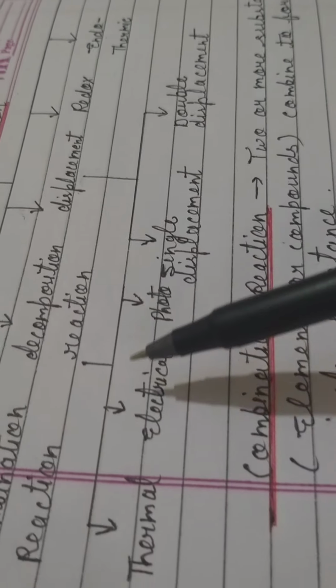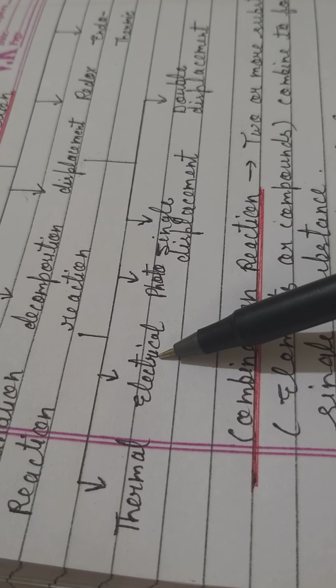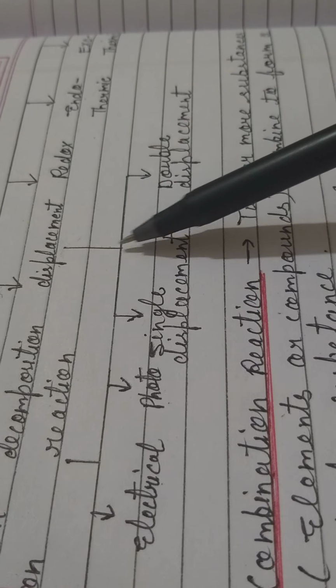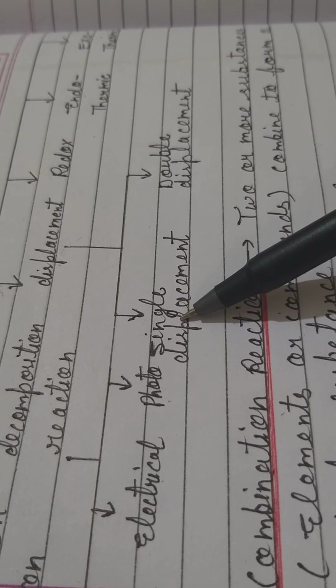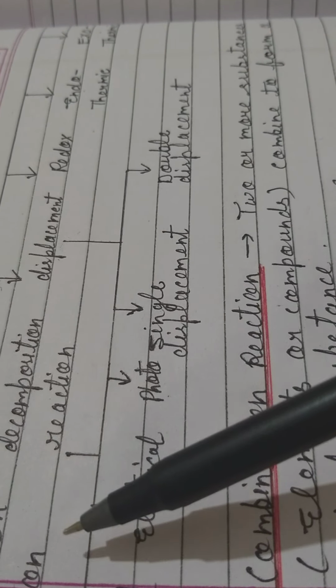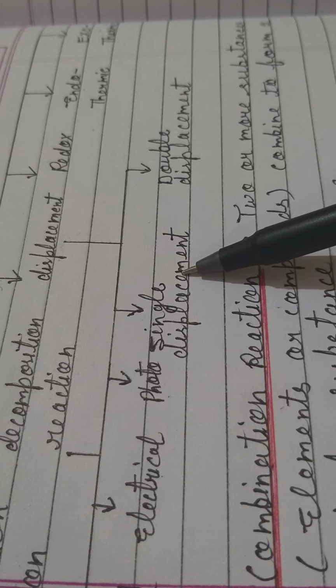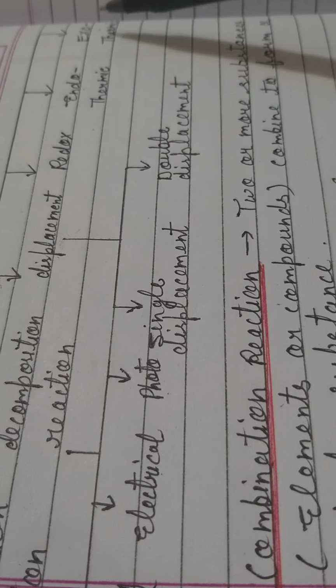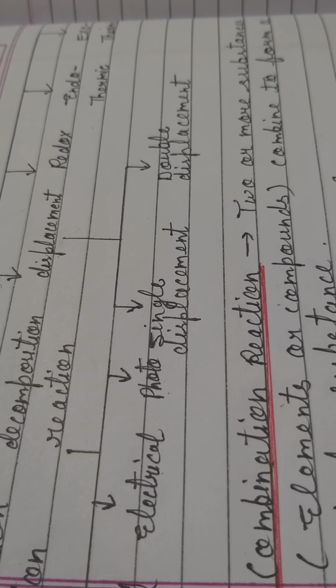main categories. One is thermal, second is electrical, and next is photo decomposition. And the displacement reaction has also been divided into two main categories. One is single displacement and the second is double displacement. So in our today's session we will discuss the single displacement, and double displacement, redox, endothermic and exothermic we will discuss in the next session.